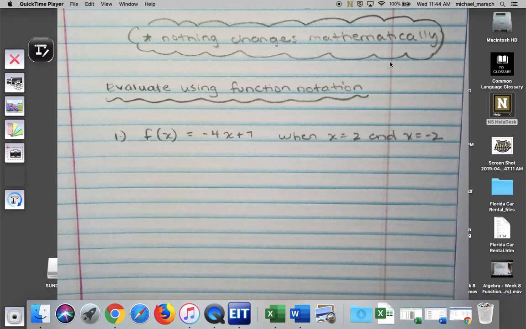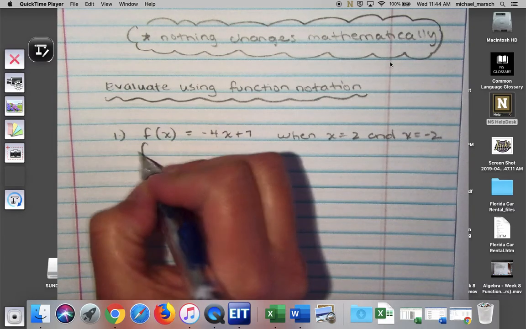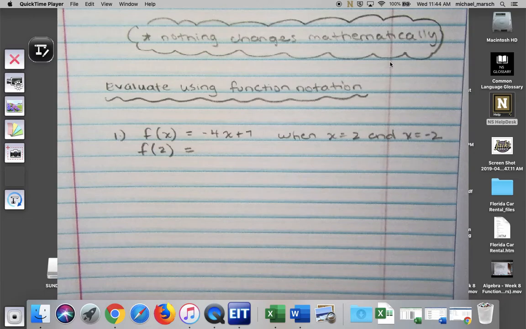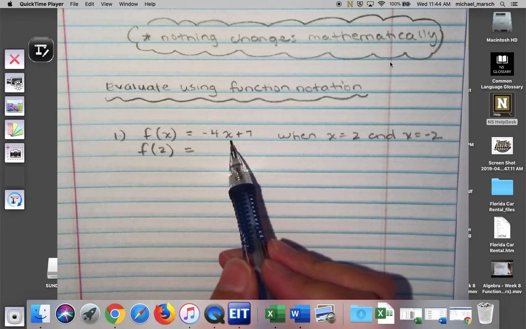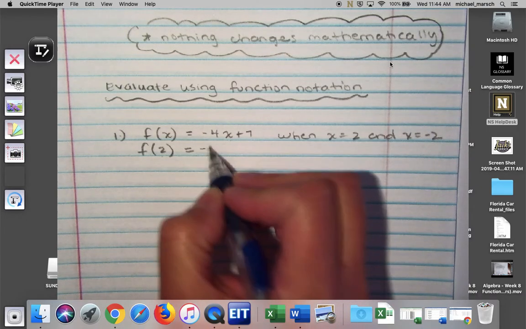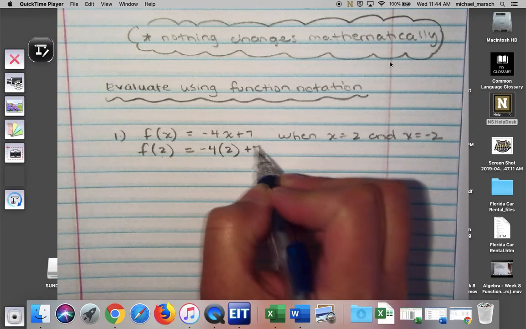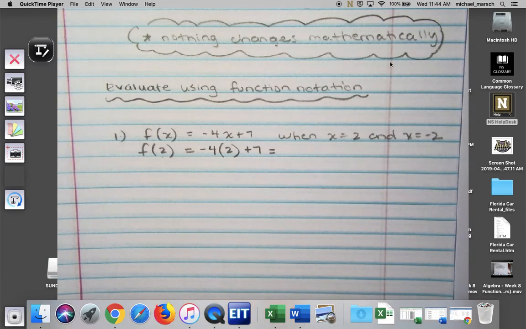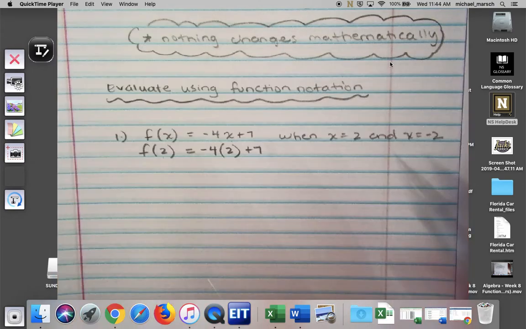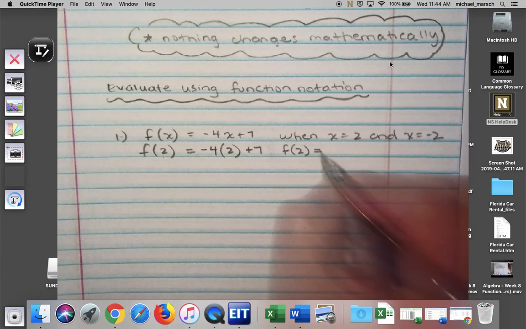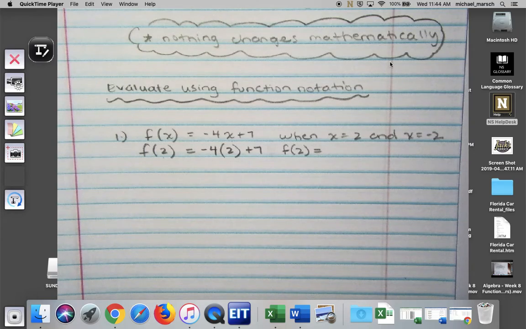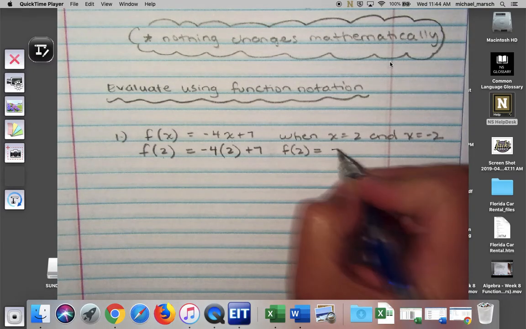So what this will look like is the function of 2 equals, right? So what I'm doing is I'm telling everybody, I know that I'm putting 2 where x was. So I'm just going to put that 2 in there. Negative 4 times 2 plus 7. So then I would say the function of 2 equals what? So when I use 2 in my function, what will the function equal? Atlee? Negative 1. Right?